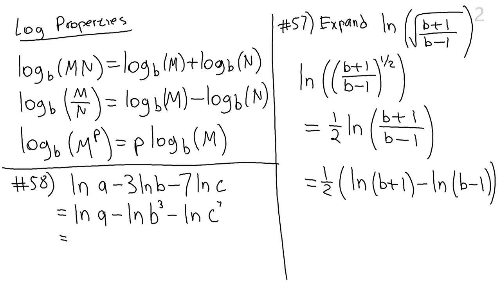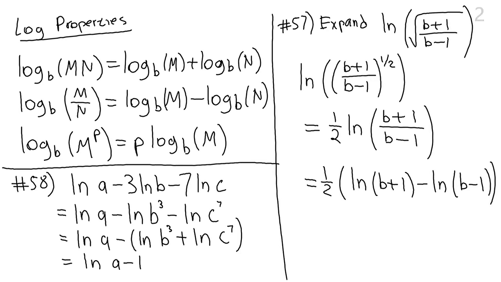Then I rewrite this as a single logarithm. But before I do that, I want to use each rule separately. I'm going to gather all the logs with minus signs, and then I'm going to write them as follows. This is natural log of a minus natural log of b cubed times c to the 7.